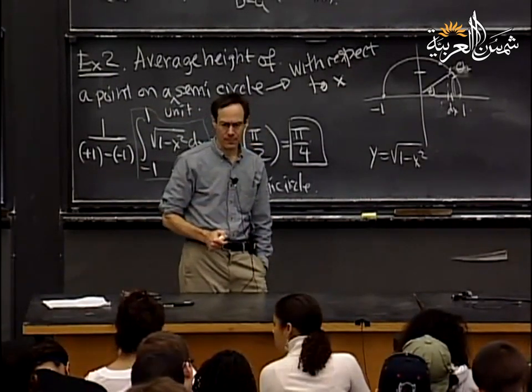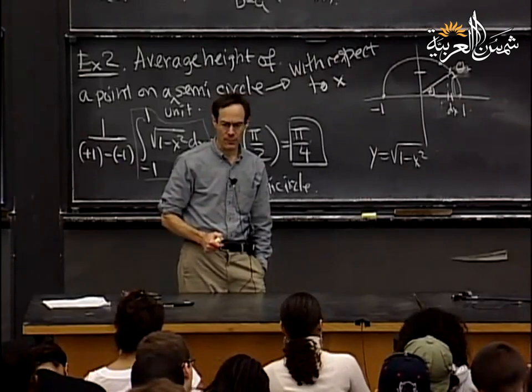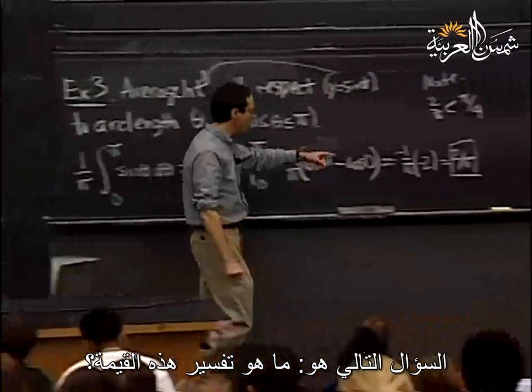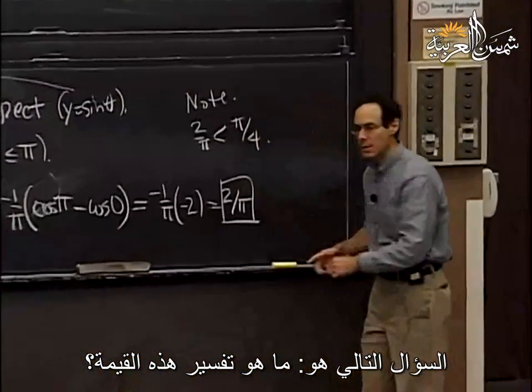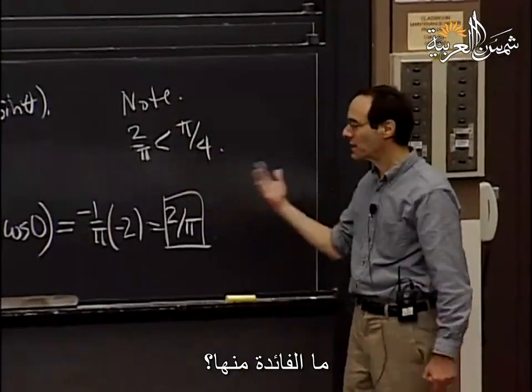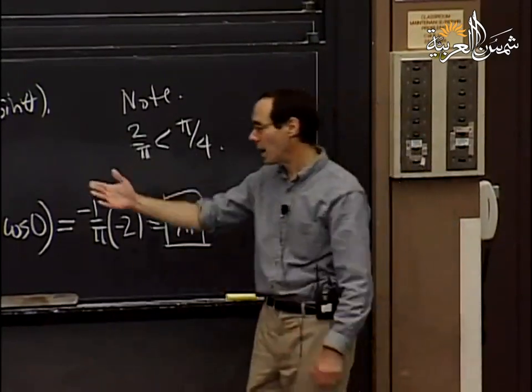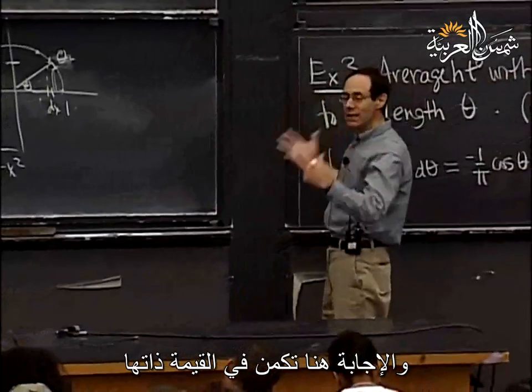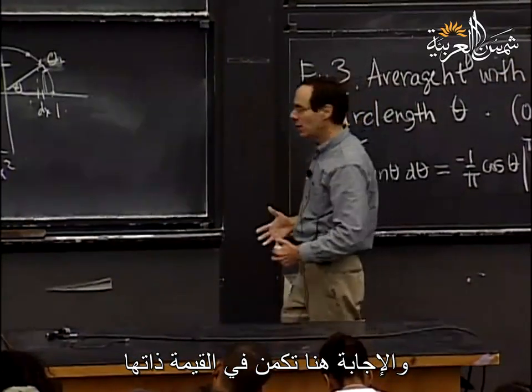The average height with respect to arc length is 2 over pi. Then the next question is, how should you interpret this value? That is, what came out of this calculation? And the answer is only sort of embedded in this calculation itself.